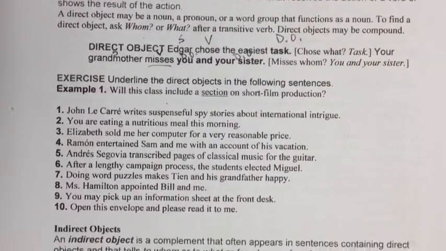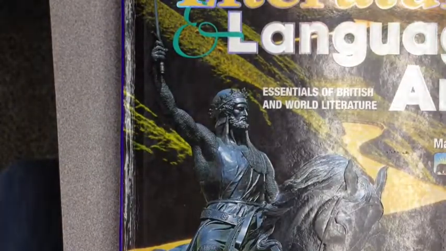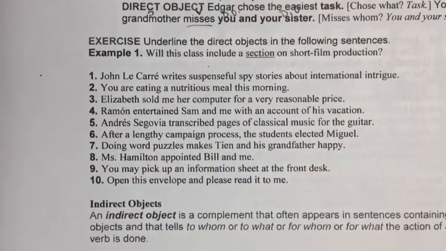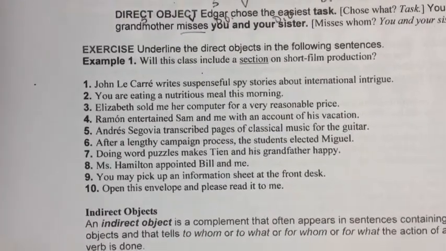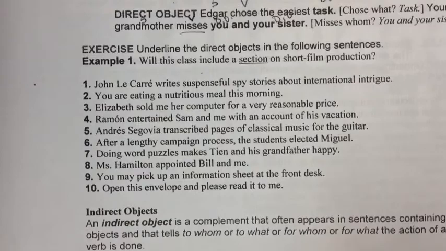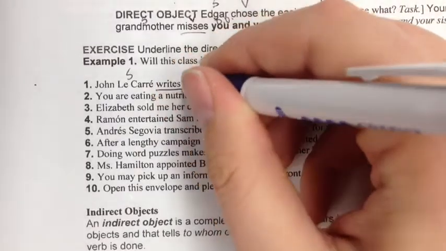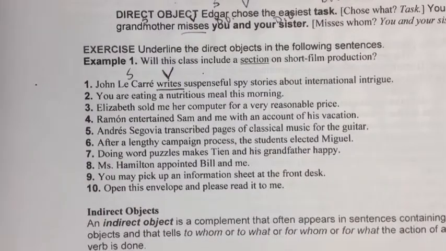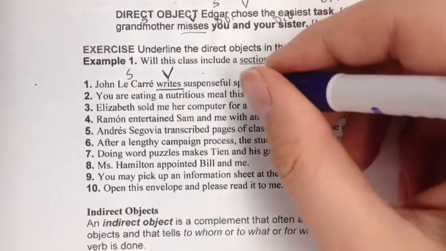So in the exercise below, we're going to follow a similar procedure. What you have to do is look at the sentence, find the subject and the verb, and then try to find out what is receiving that verb. So I'll do the first 5 here with you. John le Carré writes suspenseful spy stories. Here's our subject, John le Carré. And writes is what he does, it's our verb. Now what receives his writing will be our direct object. What does he write? He writes spy stories. So here is our direct object right here.